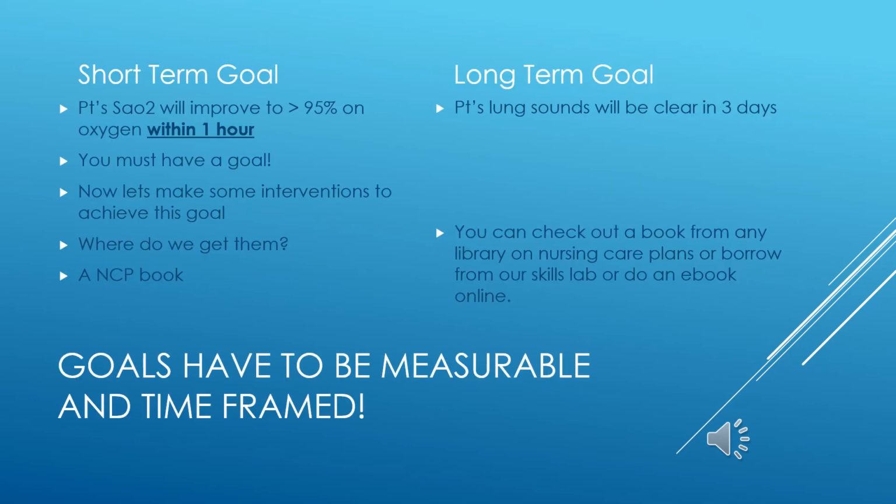So goals are short-term or long-term. Here's some examples for this patient with impaired gas exchange. Most of your goals have to be time framed and measurable. You'll notice the first short-term goal: patient saturation will improve to greater than 95% on oxygen within 1 hour. What is our time frame? 1 hour. How can we measure it? It's very easy. We check a pulse ox. If it's greater than 95, we've met our goal.